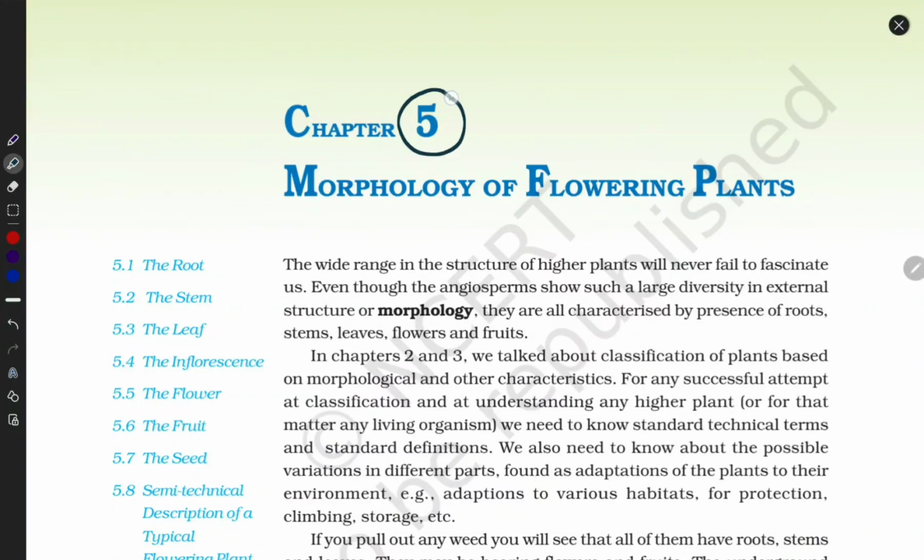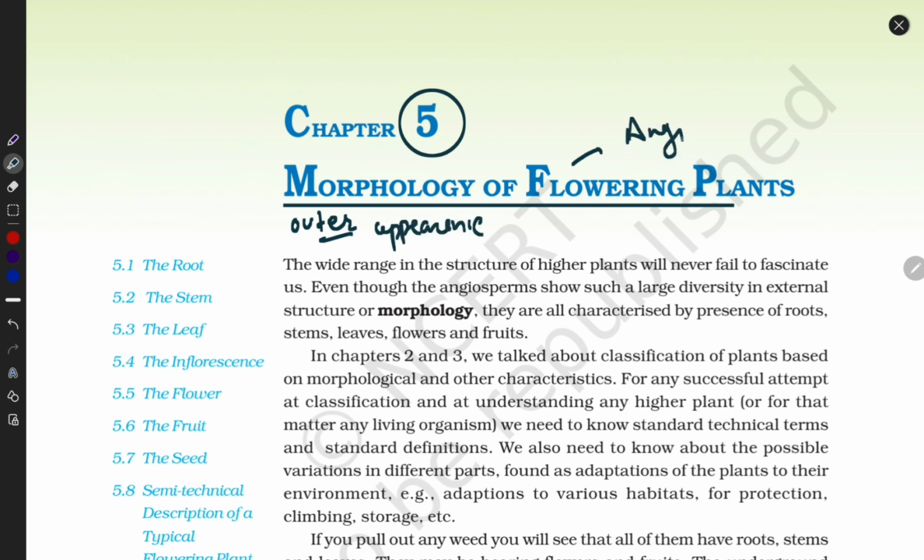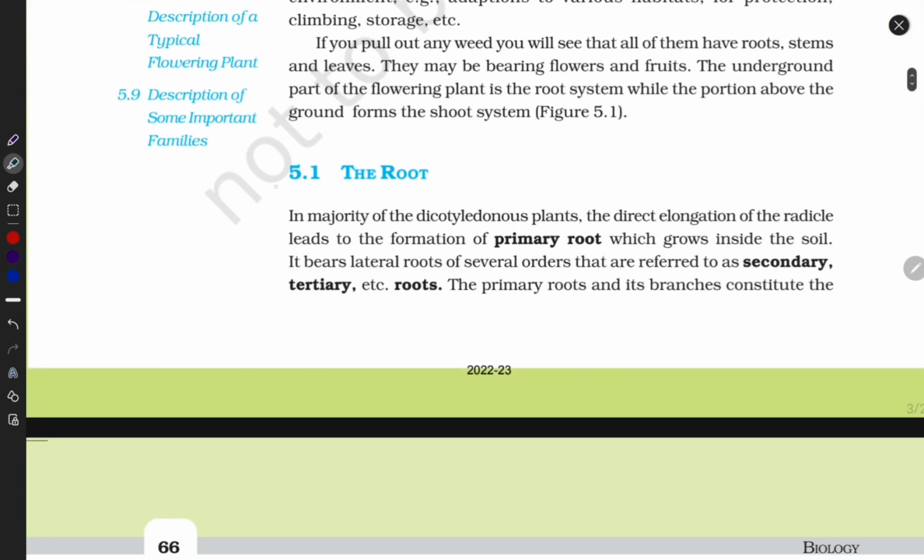Chapter 5: Morphology of Flowering Plants. Morphology means the outer appearance of an angiosperm plant. In this chapter, we will discuss the morphology of roots and their types, the morphology of stem and their types, and the morphology of leaves and their types. Okay, let's start with root.